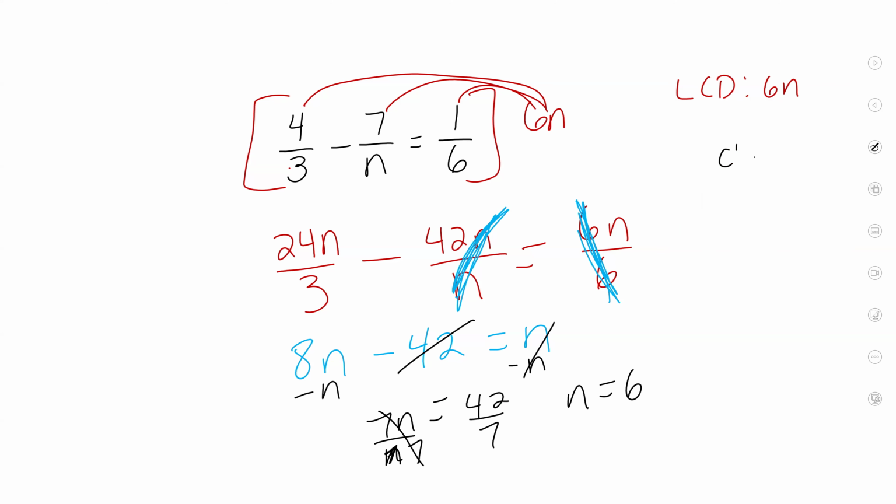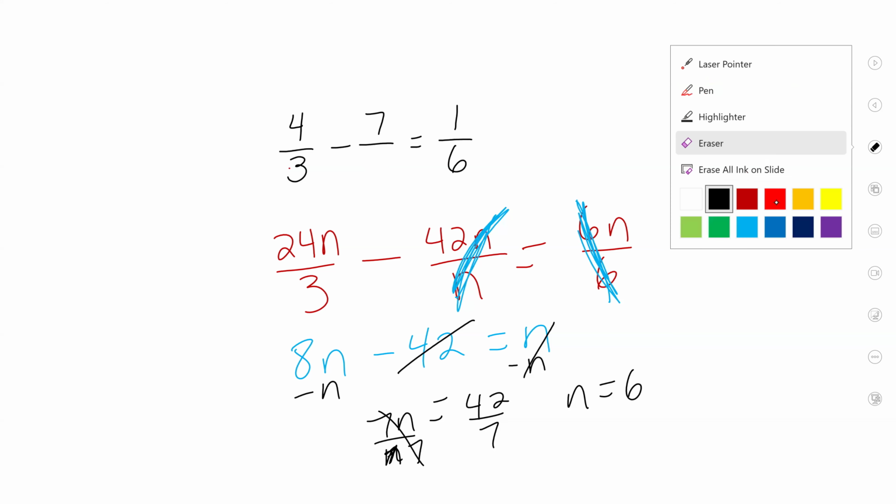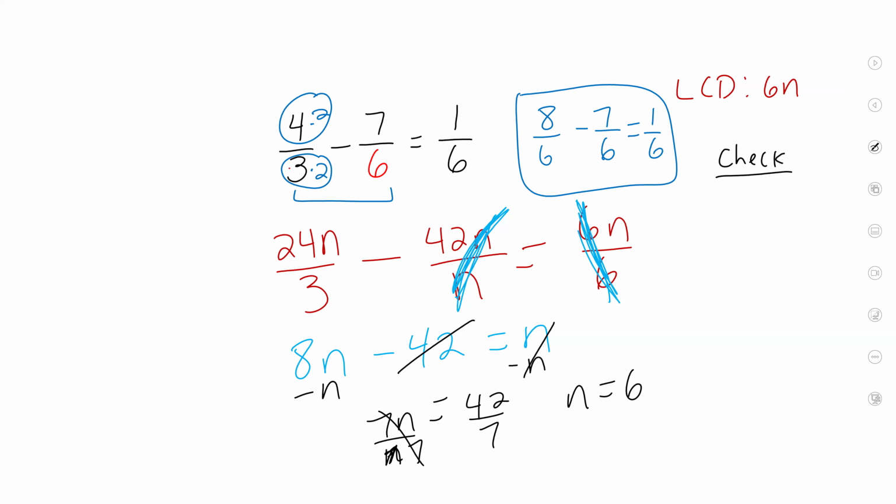Of course, we're going to have to check and see if it's extraneous or not. So here's the original problem. I'm going to replace this n with a 6. All right, let's see if this works. We need these to be the same, so I'm going to multiply this by 2. 4 times 2 is 8. 3 times 2 is 6. Minus 7 over 6 equals 1 over 6. Is this true? Yep, 8 minus 7 gives you that 1, and your denominator stays the same. So this is true. That means n equals 6 is indeed your solution.